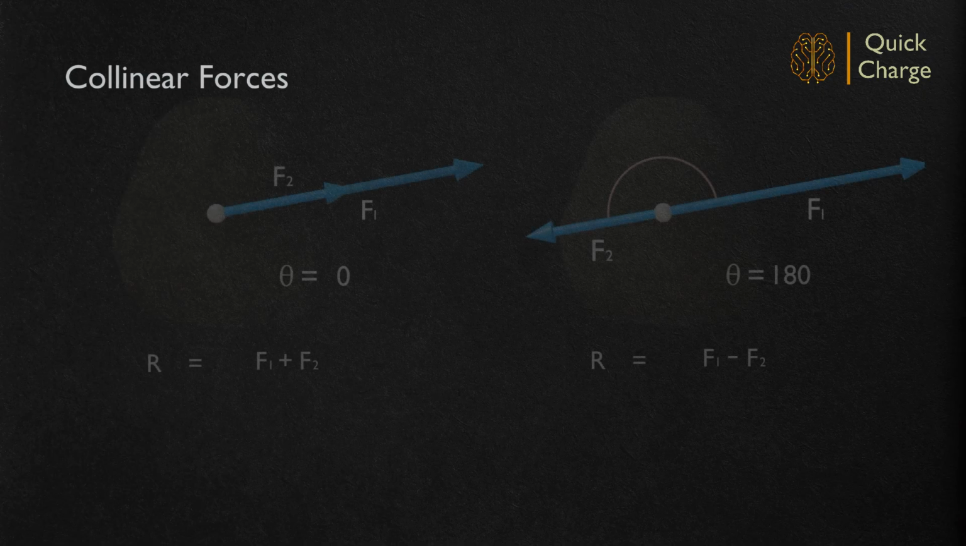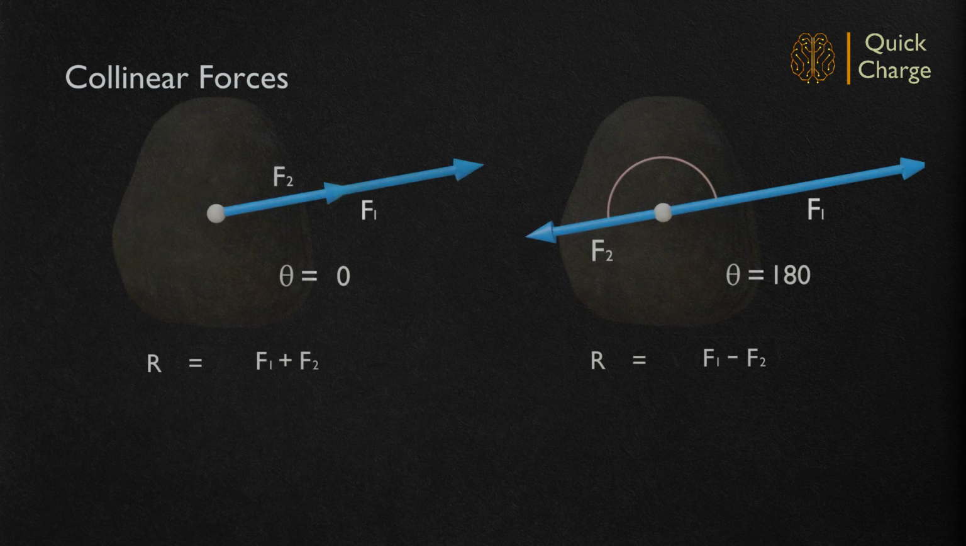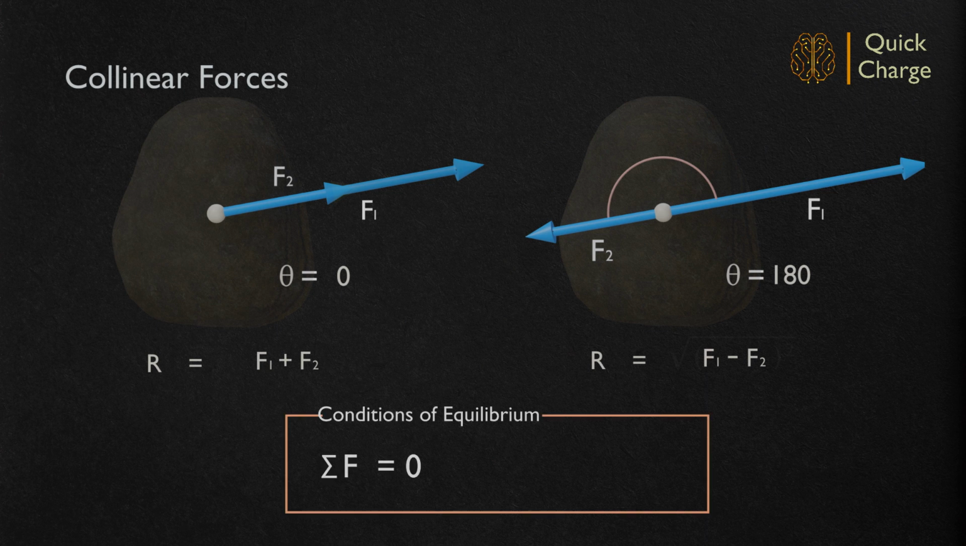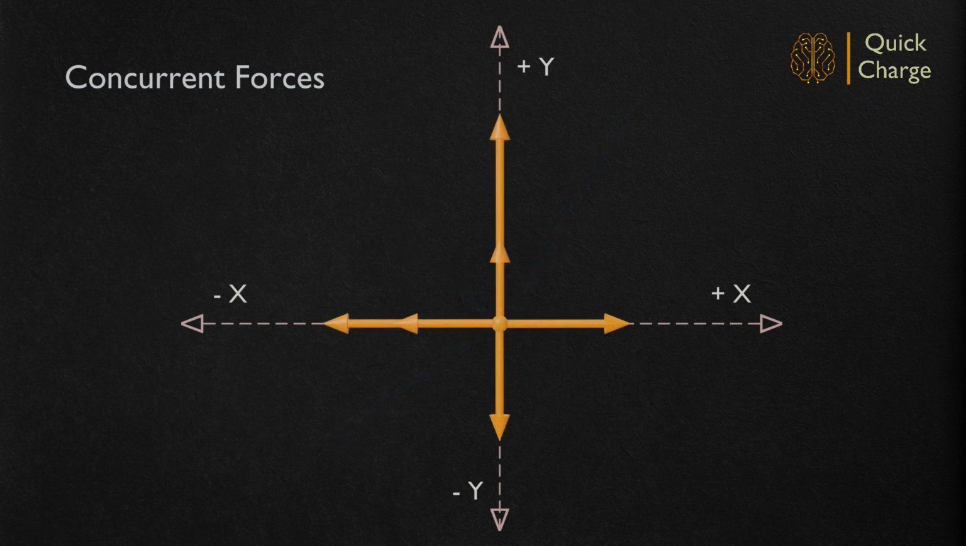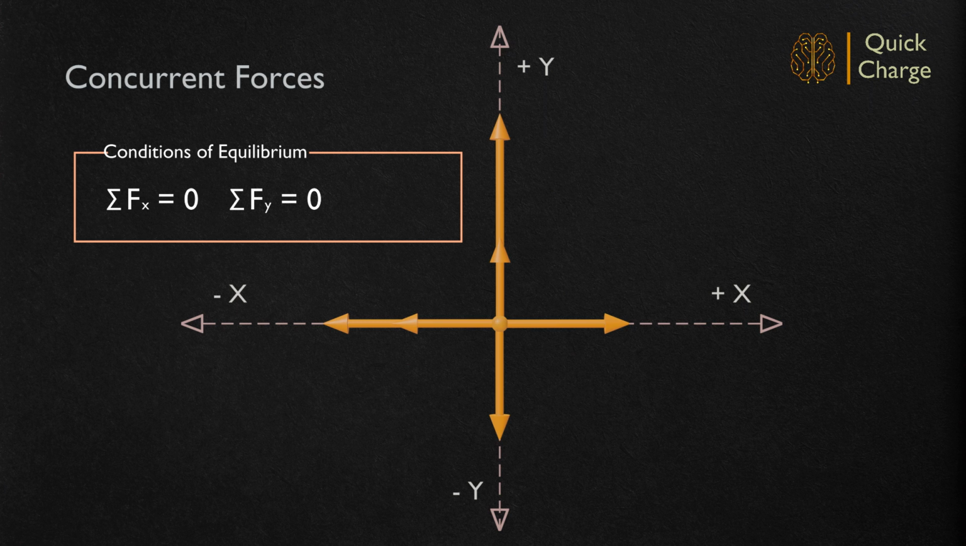For collinear forces, resultant is the algebraic sum of individual forces. So, sigma F equal to 0 is the condition for equilibrium for collinear forces. We have seen that concurrent forces in different orientations can be transformed into a set of collinear forces in the horizontal and vertical directions. Hence, a set of concurrent forces will be in equilibrium when the net force in both the directions are 0. That is, sigma Fx equal to 0 and sigma Fy equal to 0 are the conditions of equilibrium for concurrent forces.